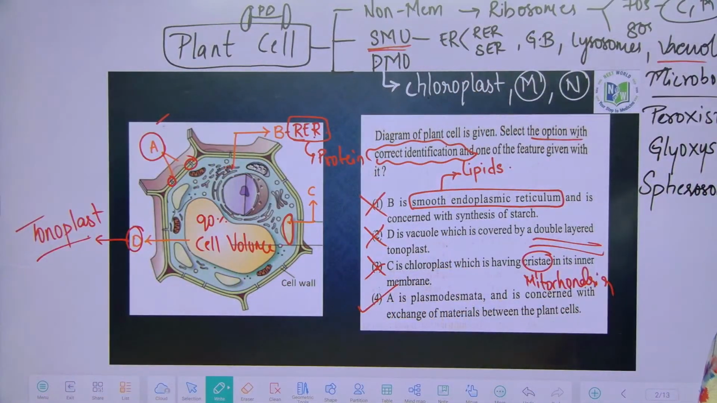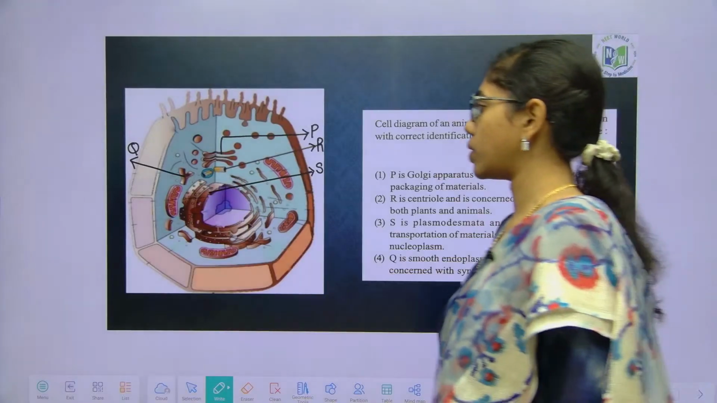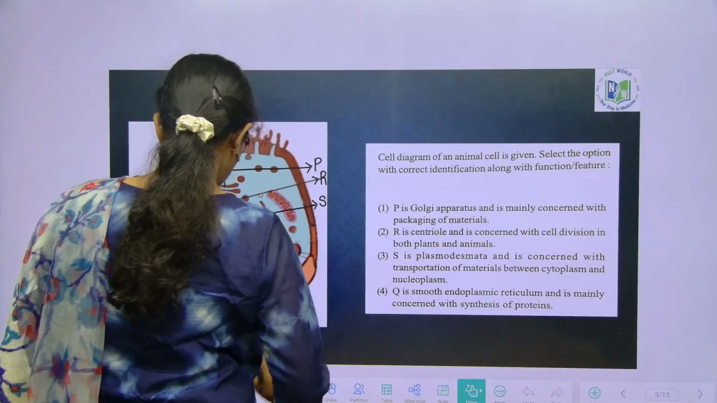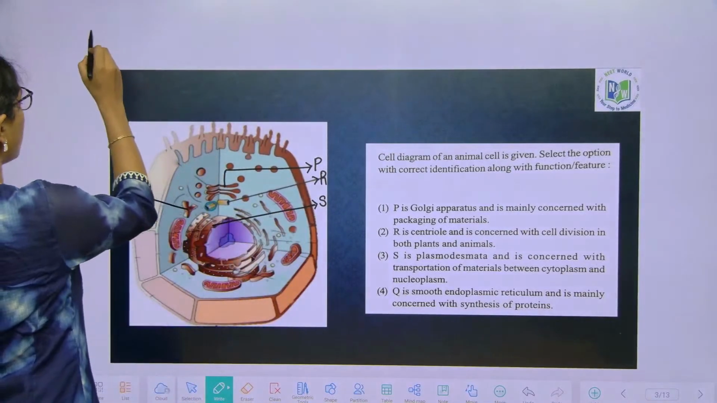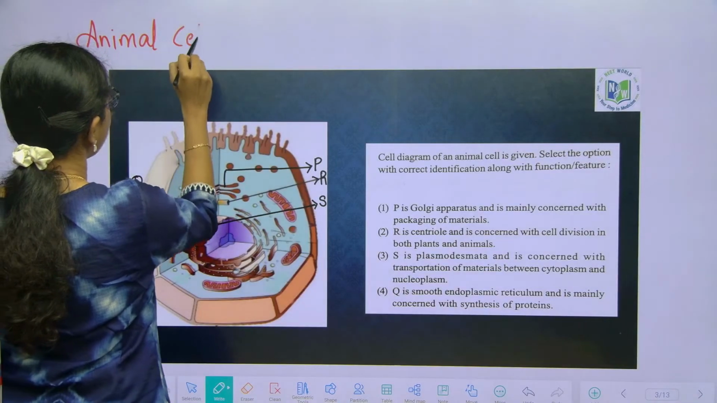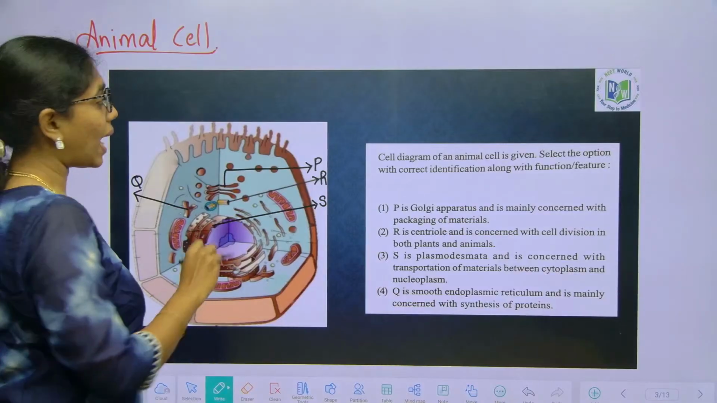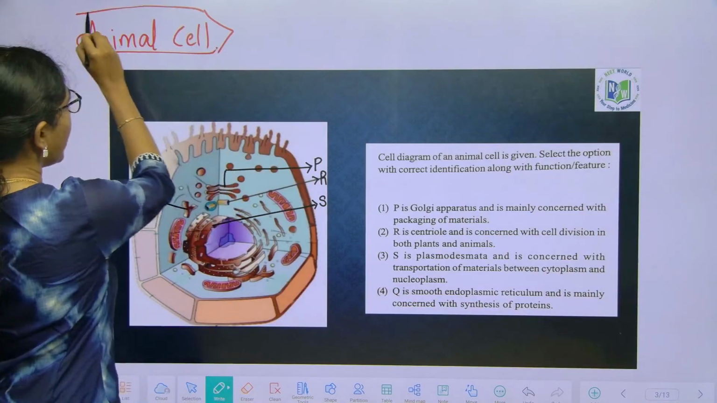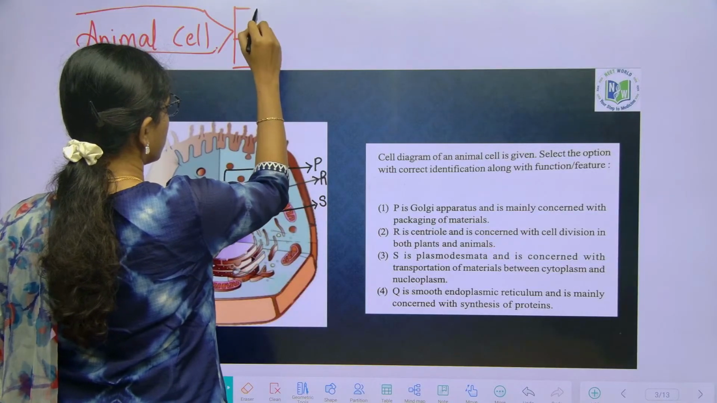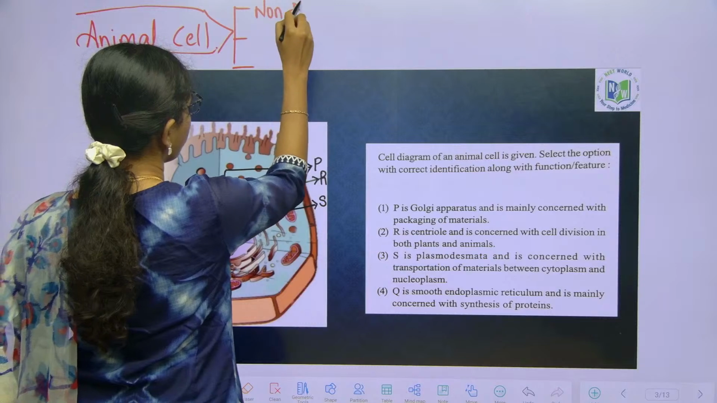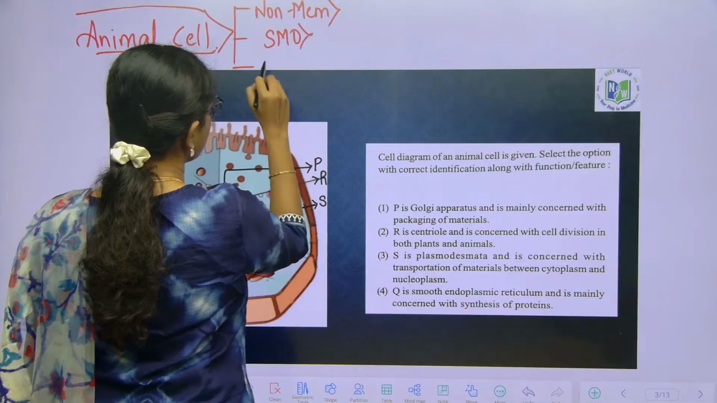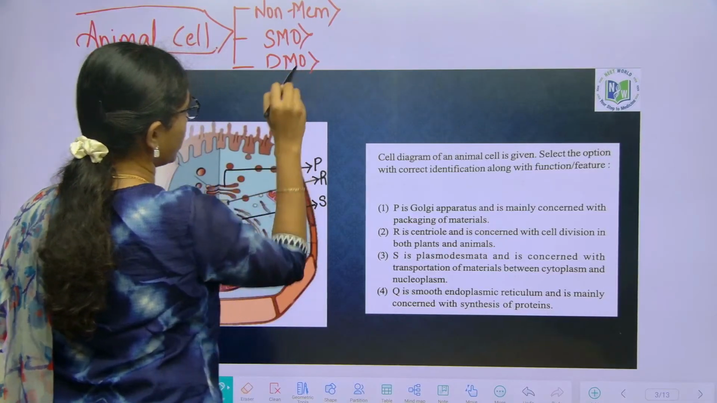Clear, right? Yeah. And next, if you observe, this question is from animal cell. Let us once quickly recall about animal cell also. Animal cell limiting boundary is what? Plasma membrane or cell membrane, and this also has three types of organelles. One is non-membrane bound organelles, second single membrane bound organelles, third double membrane bound organelles.